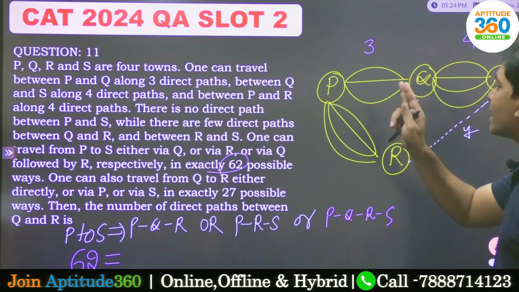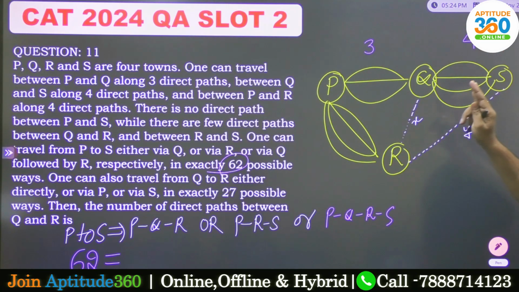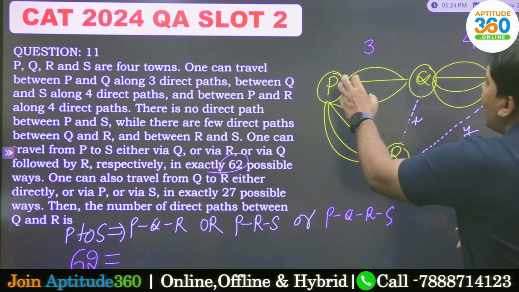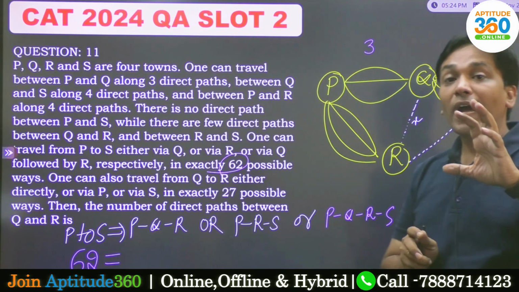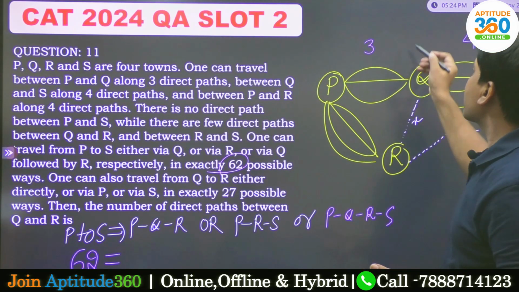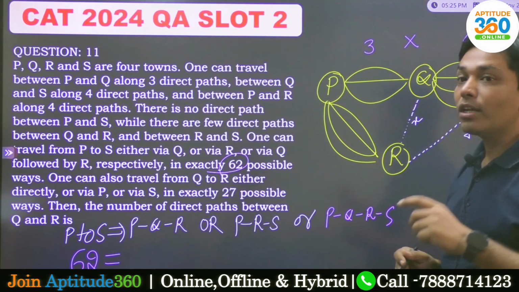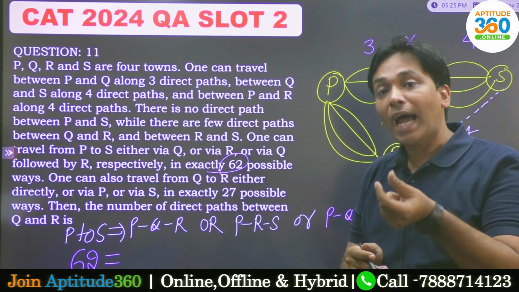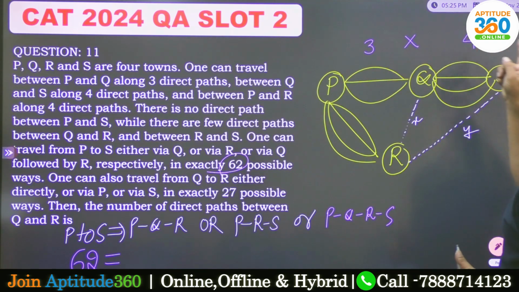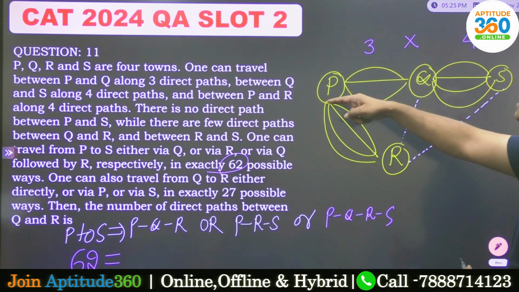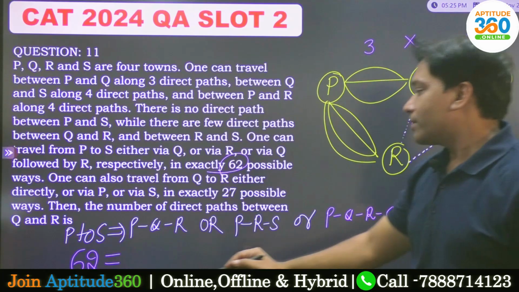Now if someone has to go from P to S, the person will have to go from P to Q and Q to S. And what is the interpretation of and? You will have to multiply. That is the rule of multiplication. So whenever you have or, it is addition. Whenever you have and, it is multiplication. So in how many ways can one go from P to S via Q? It is 3 into 4. That is going to be 12.